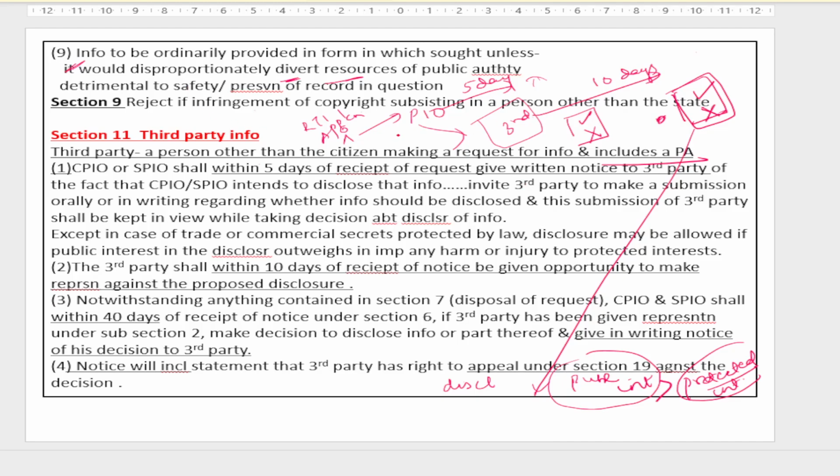Now suppose the PIO takes a decision to disclose the information against the response given by the third party. The third party says don't disclose the information, and the PIO still decides to disclose the information because the PIO thinks that public interest is outweighing harm to protected interest. In that case, the third party can file an appeal against the PIO to the first appellate authority within a period of 30 days from the decision taken by the PIO. So appeal can be made under section 19. So this was about section 11 of the RTI Act.